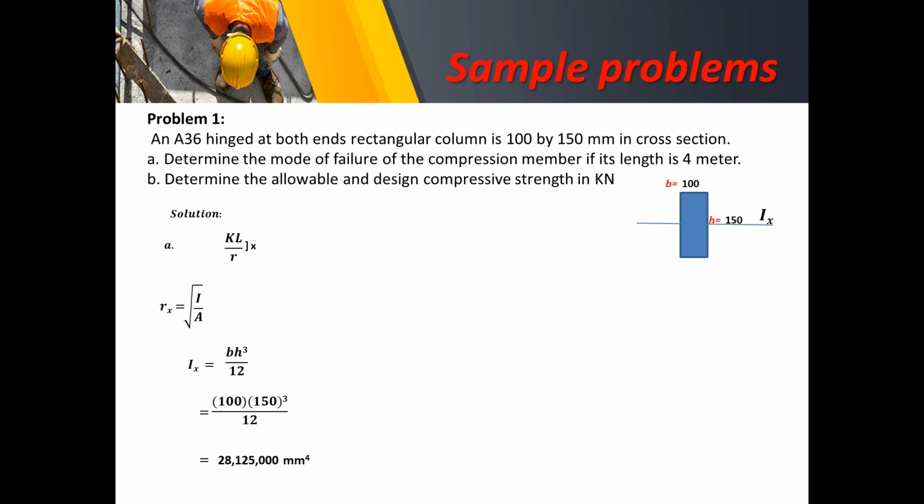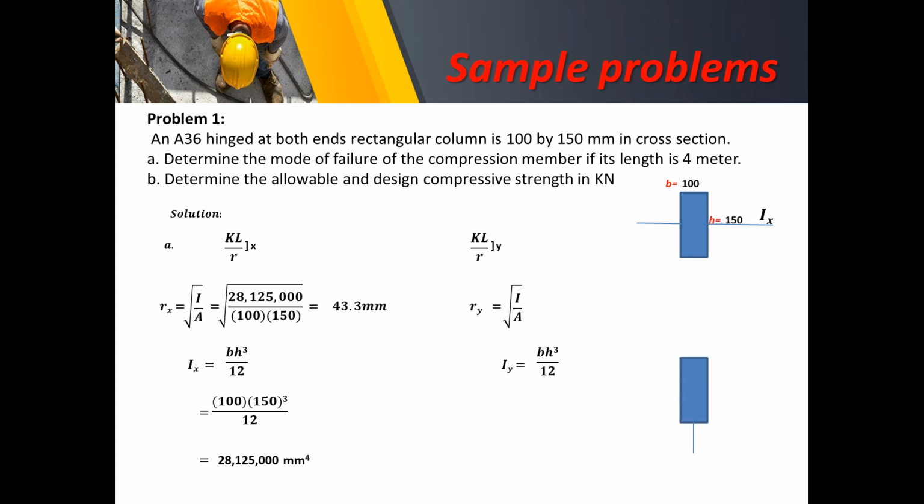We'll come up with a value of 28,125,000 millimeter raised to 4. So knowing that, we can substitute that one as well as the area 100 by 150. We'll have 43.3. So moving on, the KL all over R of our Y. Of course, we also solve for its radius of gyration along the y-axis.